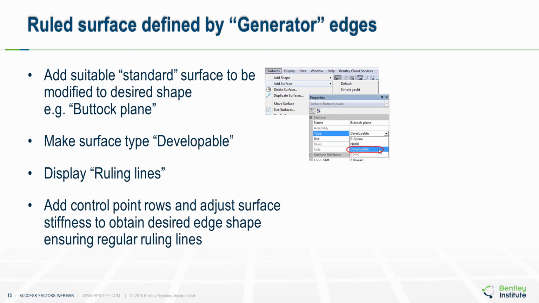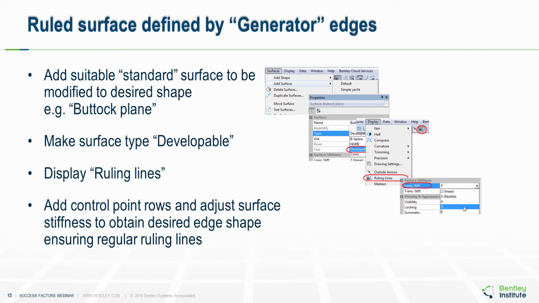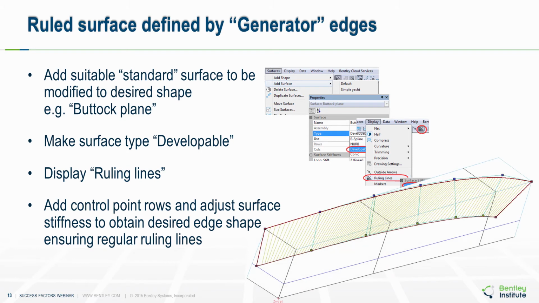The second thing is we then need to define that surface as a developable surface, and this will mean that the ruling lines will be calculated. We also need to make sure the ruling lines are actually displayed, so there's an option in the display menu for displaying the ruling lines. And then we want to add a number of control points and adjust the longitudinal stiffness of the surface so that we can create the shape that we're after. And here's a quick example of a finished ruled surface. You can see the yellow ruling lines between the two generator edges that have the control points on them.